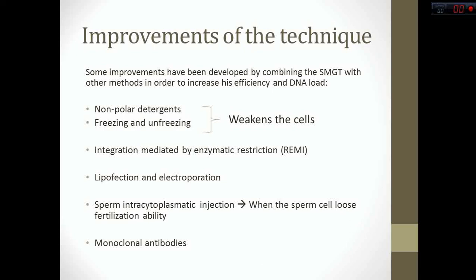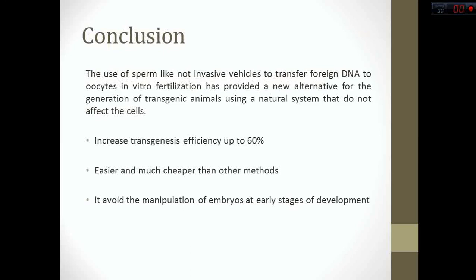The last strategy used to introduce DNA in a spermatic cell is using monoclonal antibodies. The antibody is a basic protein that gets attached to the DNA by ionic interactions, and then these antibodies recognize specifically the DVP proteins, so that they facilitate the entry of DNA inside the cell. In conclusion, the use of sperm as a non-invasive vehicle to transfer foreign DNA to oocytes in vitro fertilization has provided a new alternative for the generation of transgenic animals using a natural system that does not affect the cells.